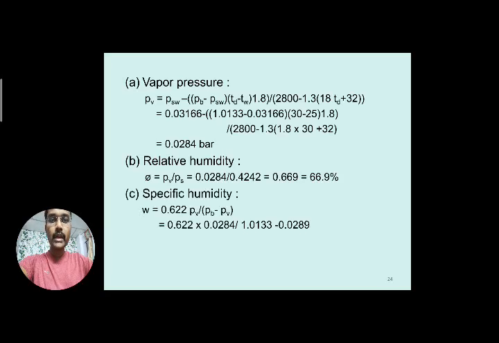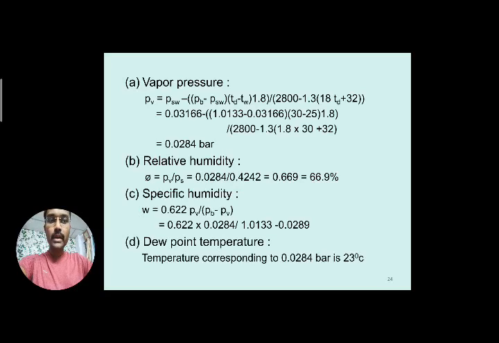Now specific humidity W equal to 0.622 PV by (P minus PV). So you know the PV value, the vapor pressure value, and the barometric pressure as the standard one. Substituting all these values, you will get the specific humidity value.